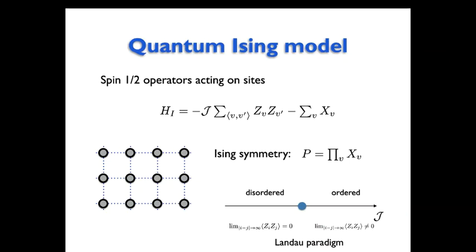And this model enjoys a Z2 symmetry, the Ising symmetry, which is just a product of Pauli X matrices on all sites. And we know that we have two phases, the ordered one, where the order parameter or its correlation function gets a finite expectation value, and the disordered one, where this expectation value is equal to zero. And this falls nicely into the Landau paradigm of distinguishing phases by symmetries.